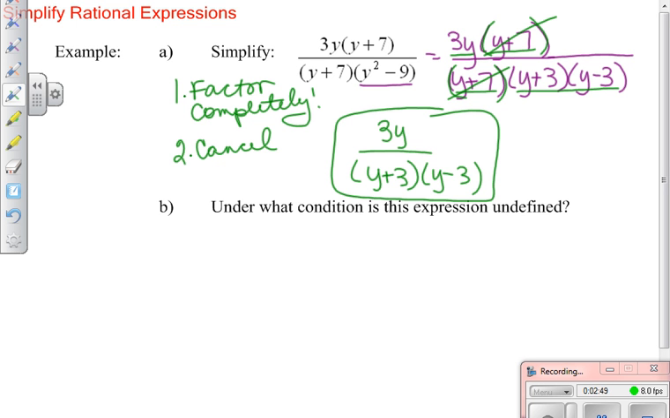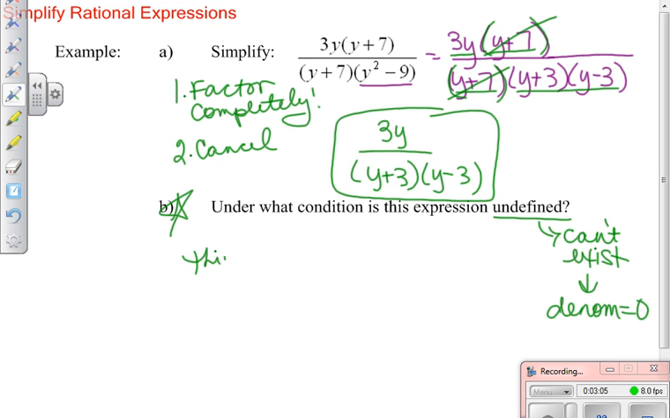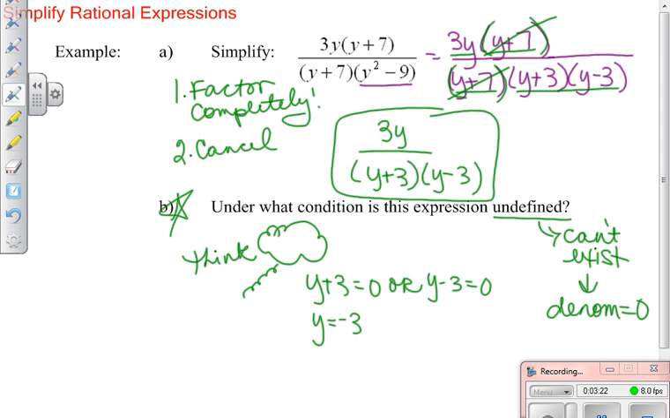Now, undefined is when it can't exist. And our biggest area that things can't exist for fractions is when the denominator equals 0. So you have to think to yourself, what values would make y plus 3 equal 0 or y minus 3 equal 0? Well, if y was negative 3, it would equal 0, or y equals 3 would make it equal 0.